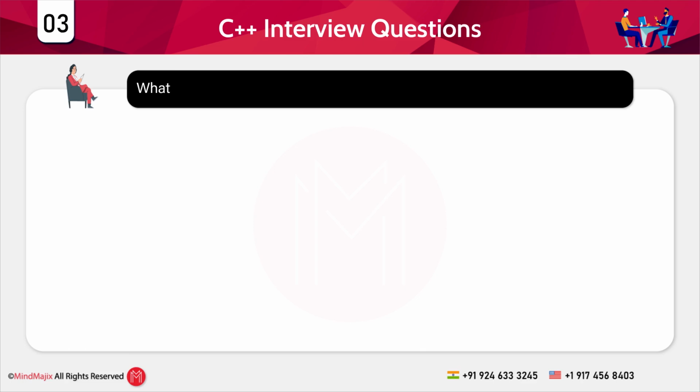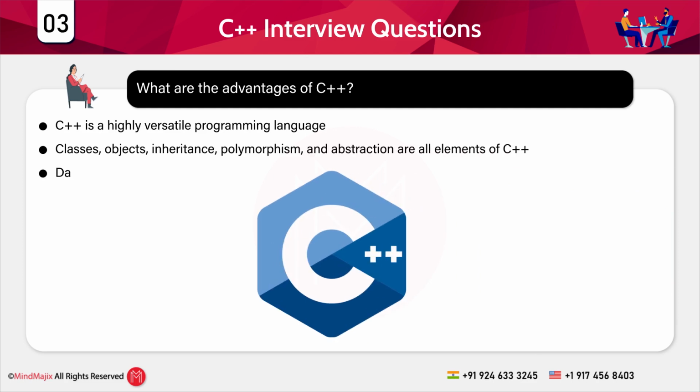The next question is, what are the advantages of C++? C++ not only maintains all of the features of the C programming language, but it also improves the virtual memory and introduces a myriad of benefits, as you can see on the screen. C++ is a highly versatile programming language, and this indicates that the software written in it can run on almost any platform. Now, if you talk about the various features, here you have classes, objects, inheritance, polymorphism, and abstraction. All of these are elements of C++, and this specifies that C++ is an object-oriented programming language.